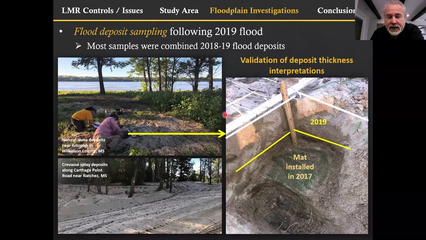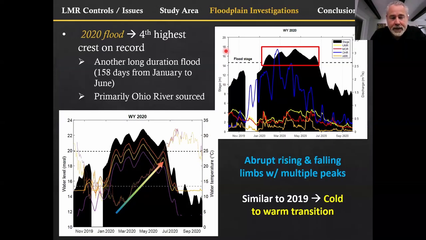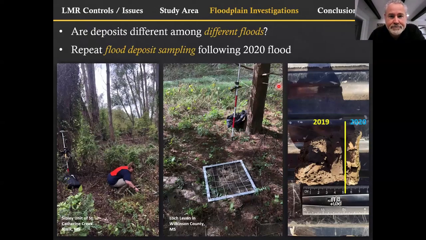I will say that when we take a look at the data here, most of the samples that we were able to collect really had to combine the 2018 and '19 flood deposits because they occurred back to back, and we couldn't distinguish between those two. And finally, the 2020 flood, another long duration flood in our study area, largely as a result of the Ohio River and the eastern tributaries contributing water and sediment downstream.